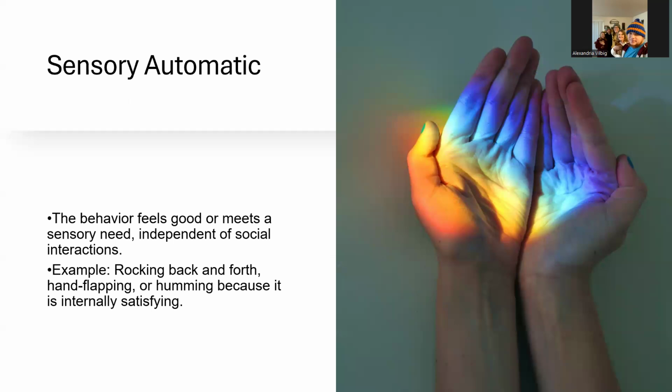The last one is a little more elusive. This function is called sensory automatic, and it's basically any behavior that feels good or meets a sensory need independent of social interaction or mediation from others. We see this a lot in autism. Sometimes it can be rocking back and forth, humming, just doing different things that are intrinsically reinforcing to the person and doesn't require any kind of social interaction or mediation to elicit that behavior. So those are the four functions of behavior.